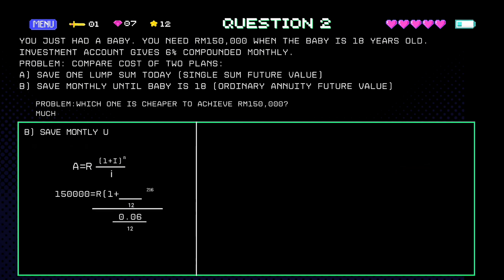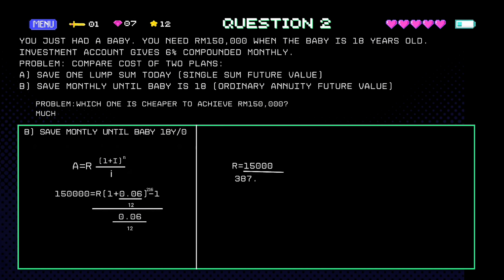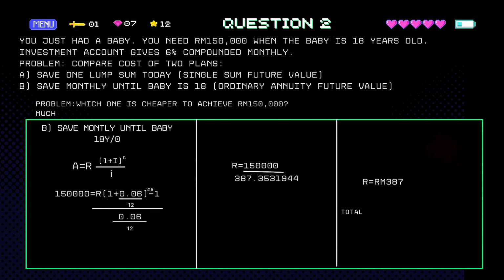B. Save monthly until baby is 18 years old. We use the formula A equals R, 1 plus I to the power of N minus 1, over I. 150,000 equals R, 1 plus 0.06 over 12, to the power of 216 minus 1, over 0.06 over 12. After calculating, we got R equals 387 ringgit 24 cents. The total deposit is 387 ringgit 24 cents times 216 equals 83,643 ringgit 84 cents.